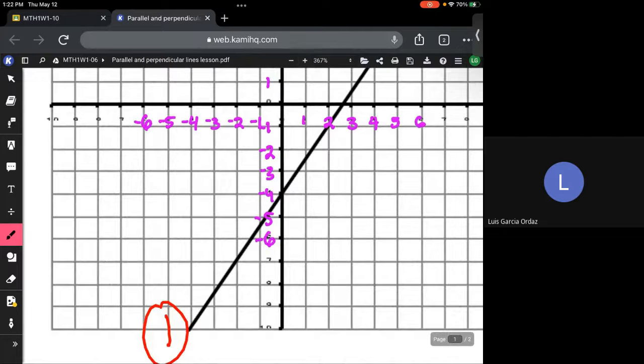Maya? 0 and -4. And what other point can we use? Austin? 2 and -1. Perfect. So what's my rise and what's my run?